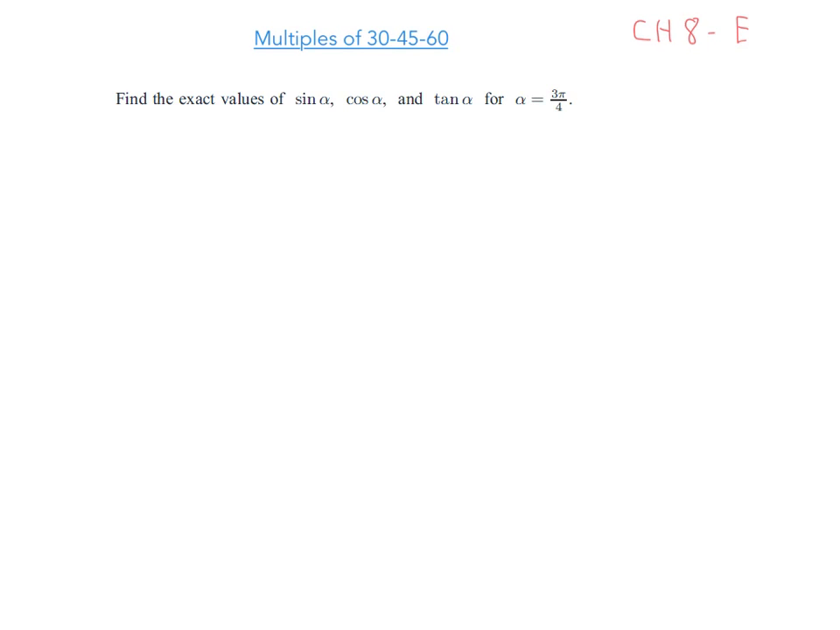In this video, we will find the coordinates of 30, 45, and 60-degree angles. First, find the exact values of sine of alpha, cosine of alpha, and tangent of alpha for an alpha of 3 pi over 4. It is important to know where 3 pi over 4 is located on a unit circle.